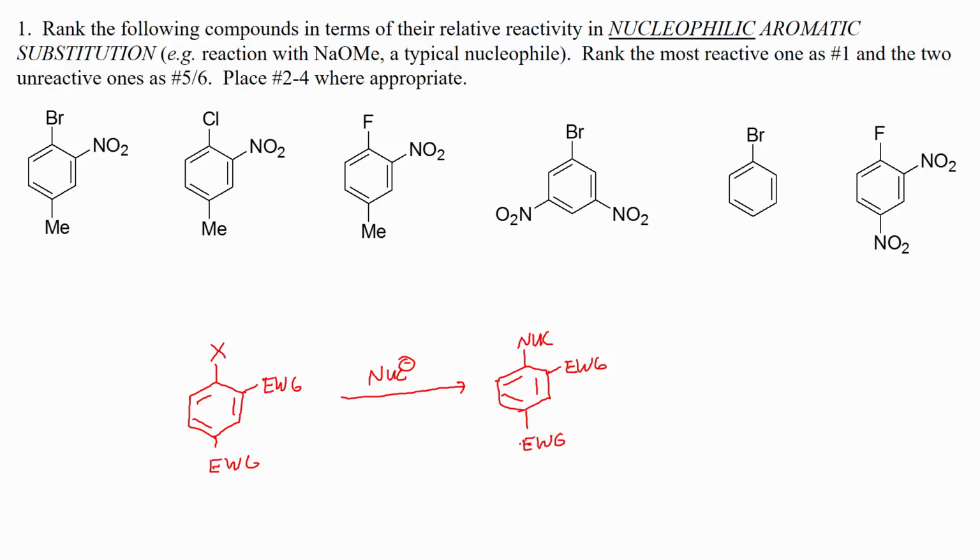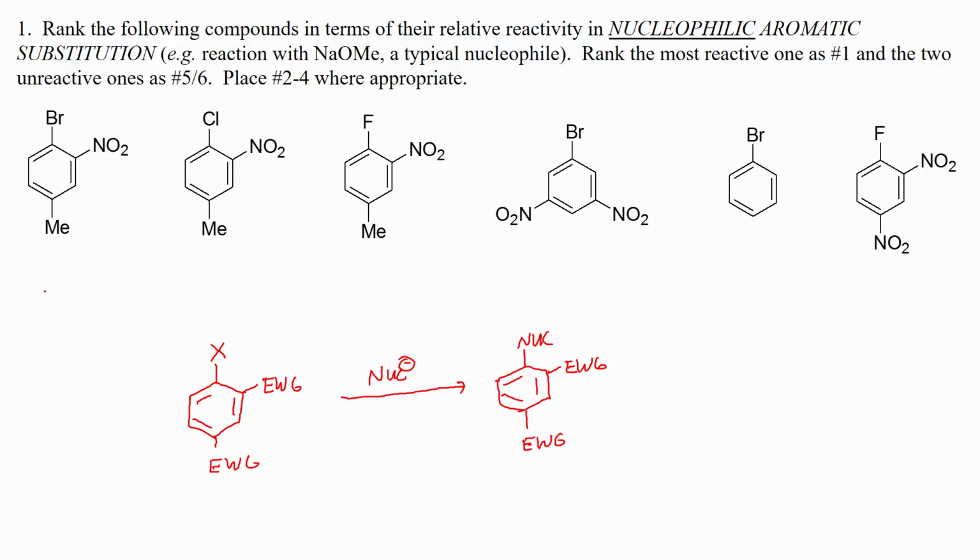It's very different from electrophilic aromatic substitution. We want the ring to be as electron poor as possible when we do this reaction, and we have to have strongly electron withdrawing groups, ortho or para, to our halogen. So let's look at the systems that are likely to do nucleophilic aromatic substitution.